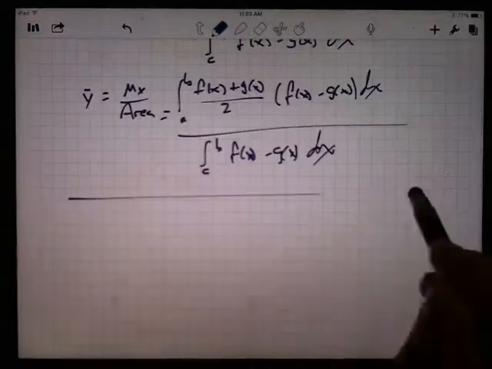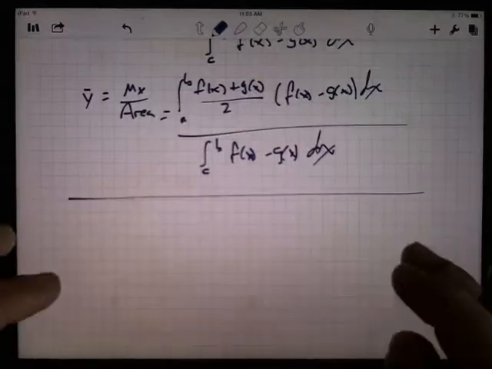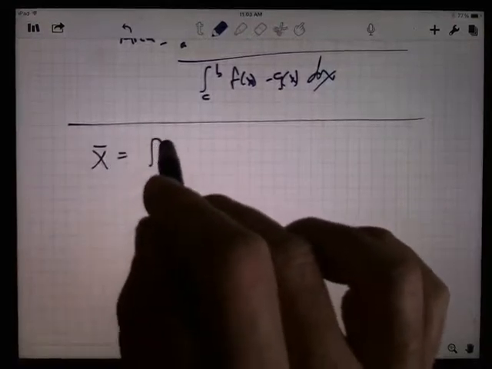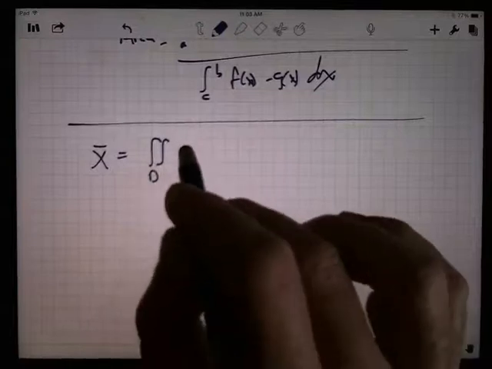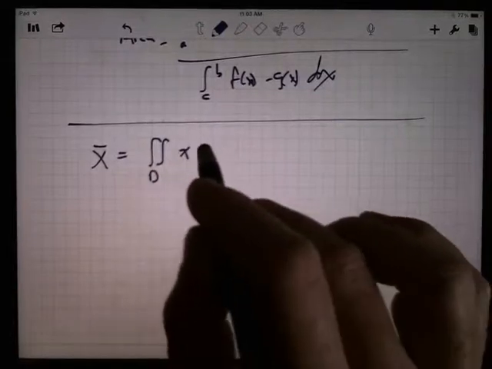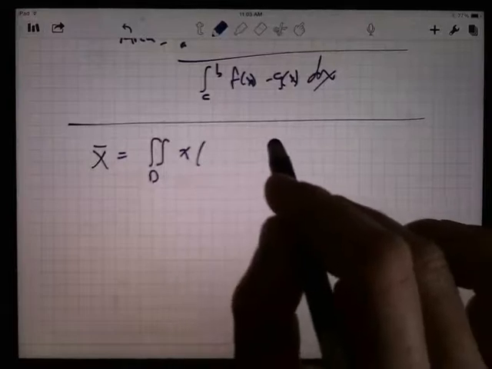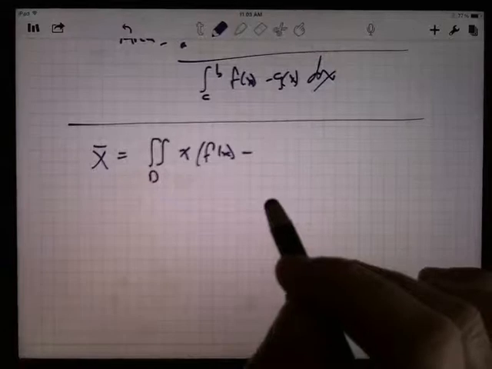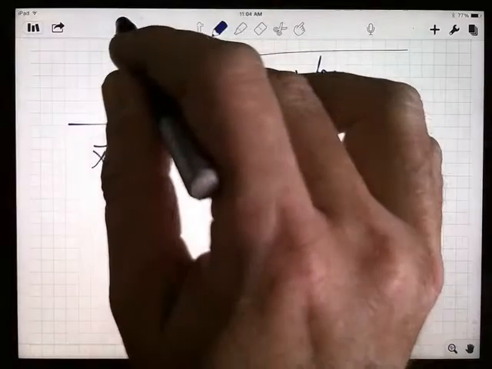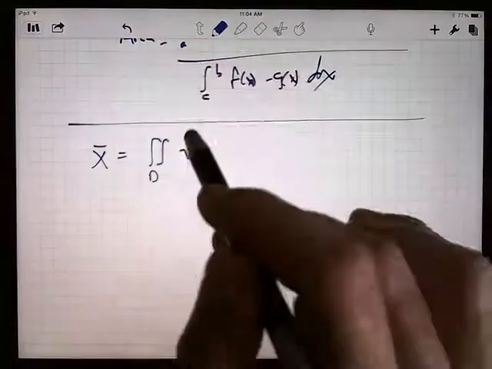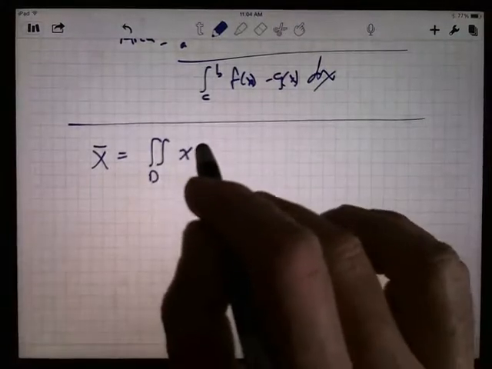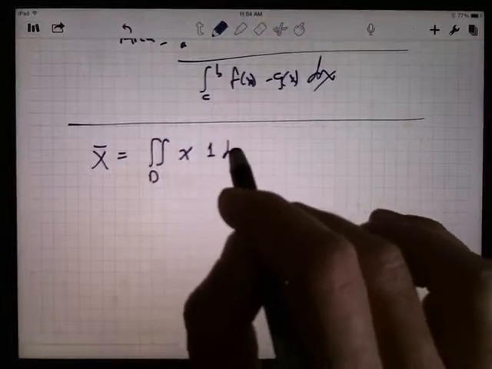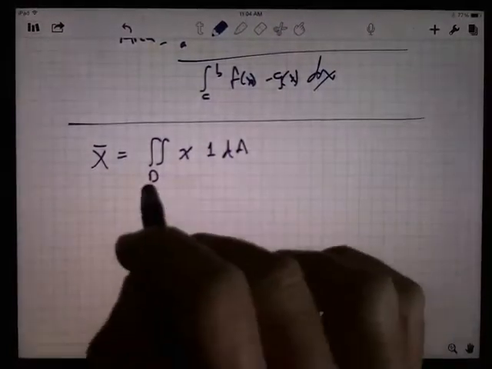I can see this in a new light from the point of view of double integrals, in that x bar is the double integral over this region D of x times the density function, right? But my density function in this problem is just 1, divided by the area.